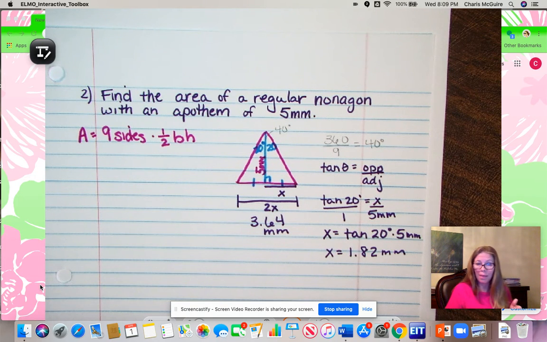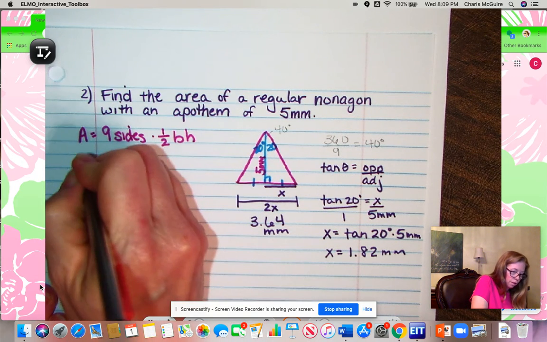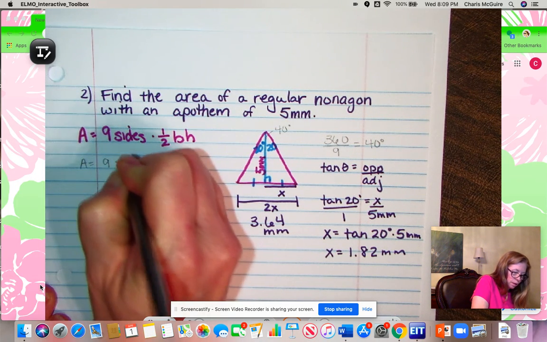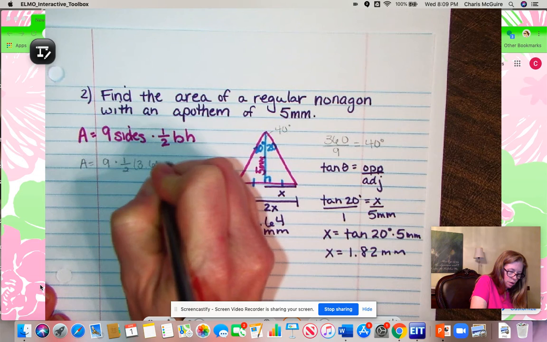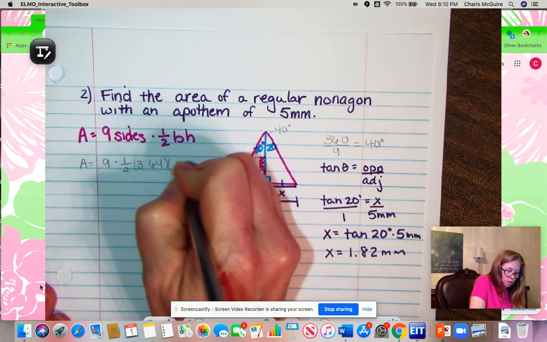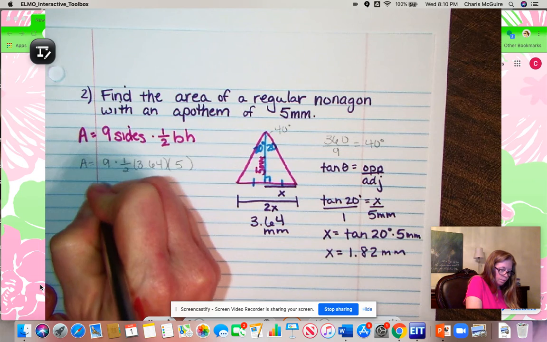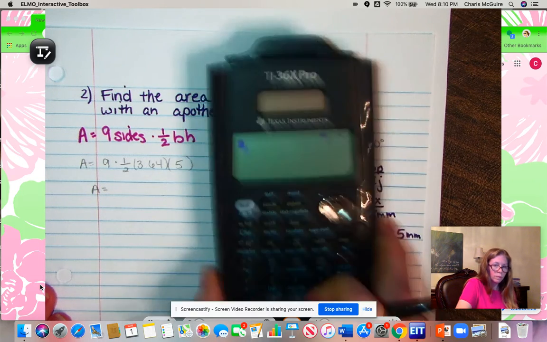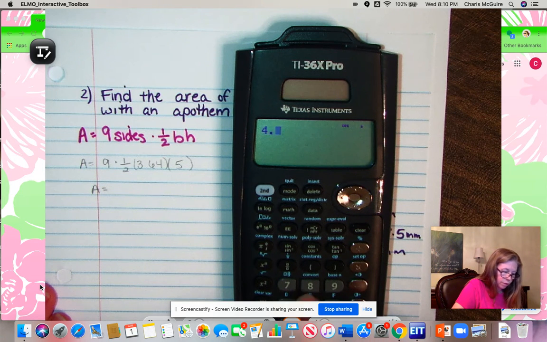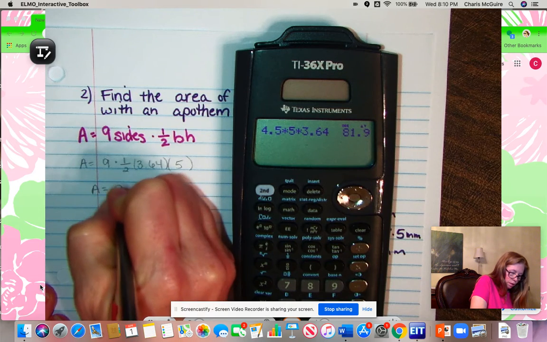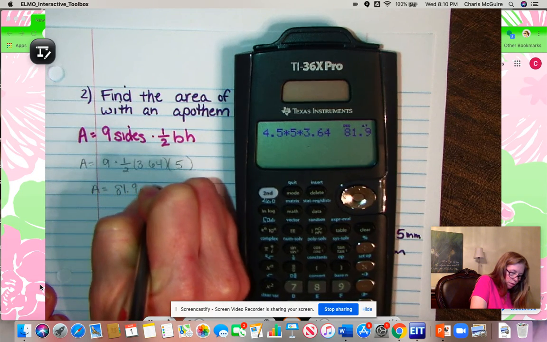Alrighty, so we're almost done. Because they gave us the apothem in this one, we just had to find the base. We're almost home free. So we're going to do for our area 9 times 1/2 the base, which is 3.64, times the height, which is 5. All right. So we're going to do, let's do 4.5 times 5 times 3.64. Voila, 81.9 millimeters squared.